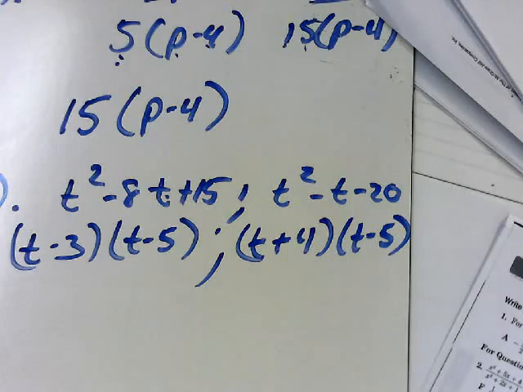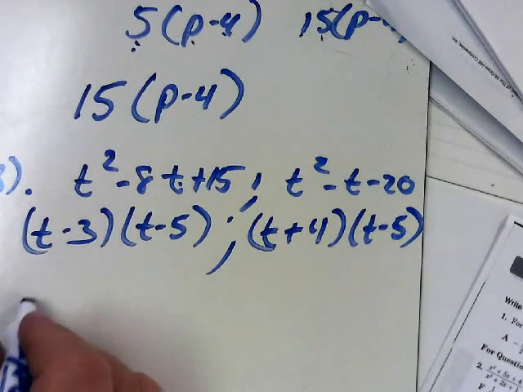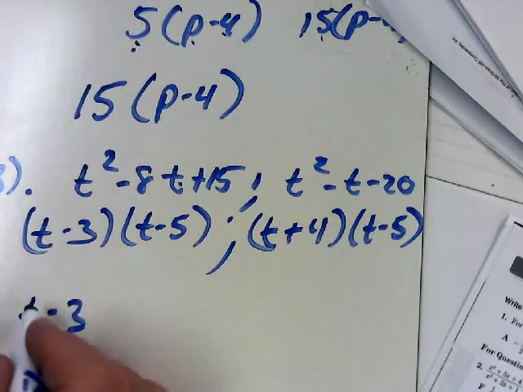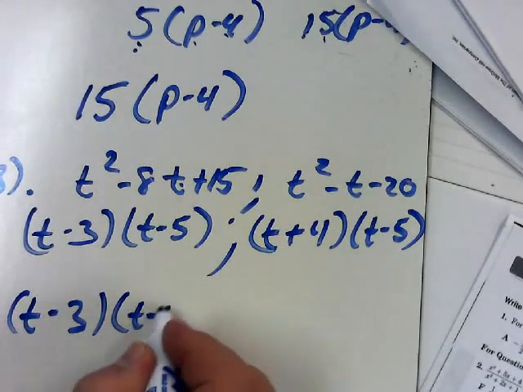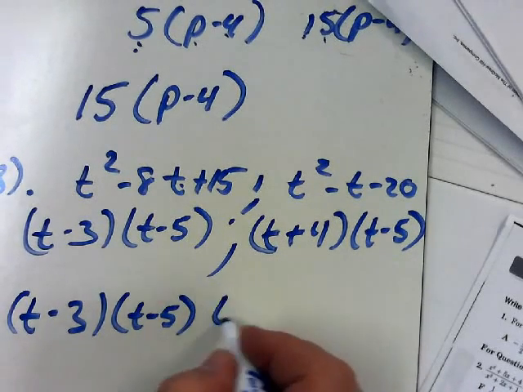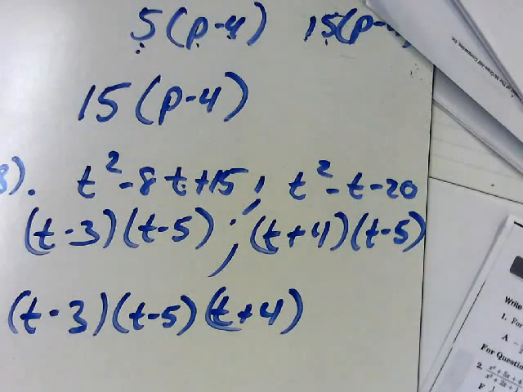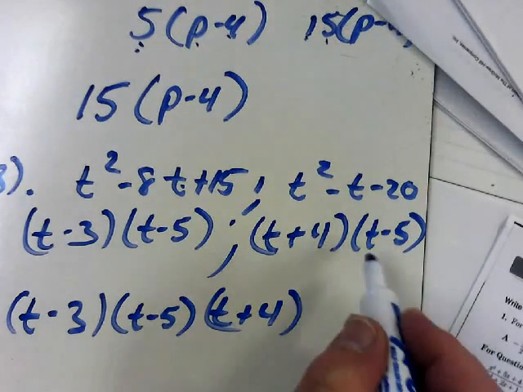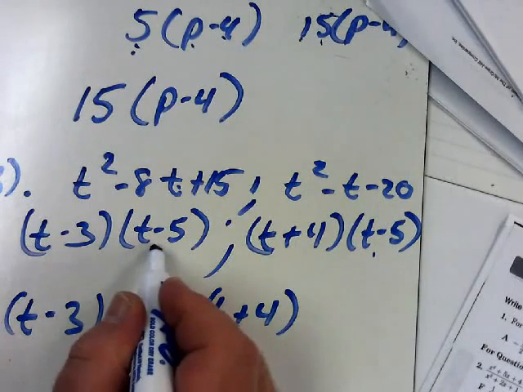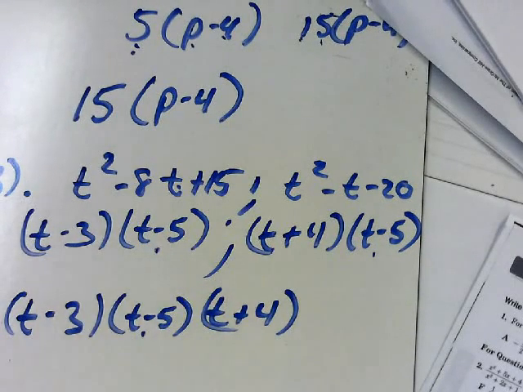What are all the different factors that are listed? There's a t minus 3. There's a t minus 5. And there's a t plus 4. This t minus 5 is the same as this one, isn't it? So those are all the ones listed.